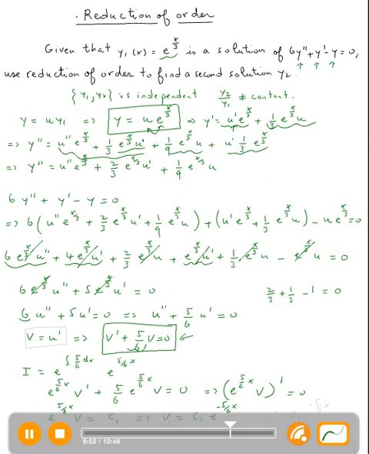Now remember, don't forget, v is just u prime. It's right here, where we supposed that. Yeah, see? So what this says is u prime is equal to c1 e^(-5x/6). Okay, let's move on to the next page.